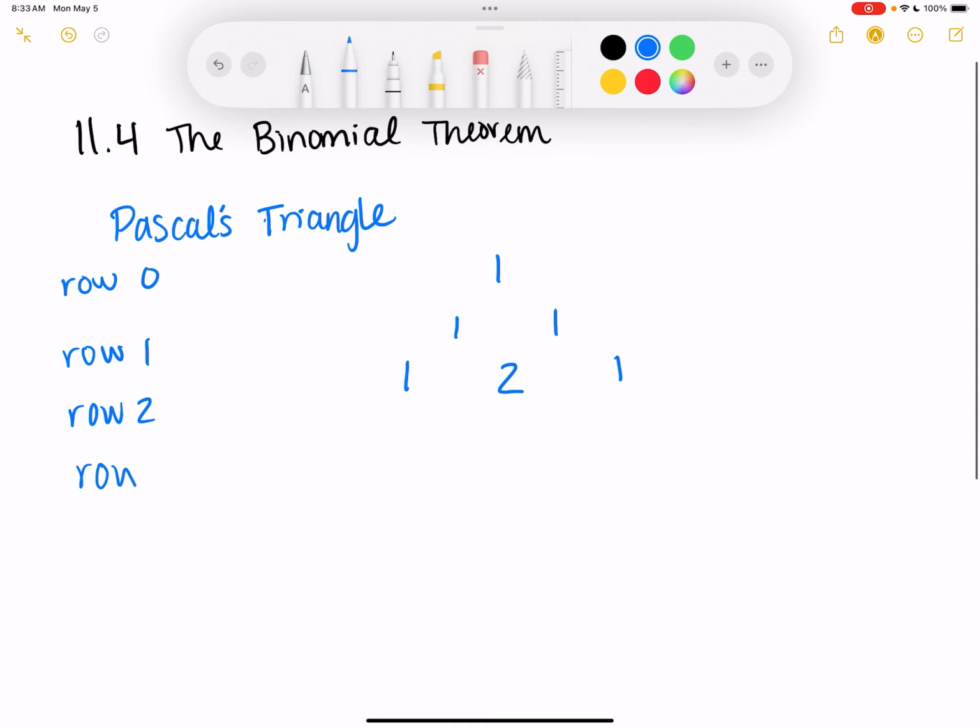And row 3 is 1. So the outer edges are always going to be 1s. Then 1 plus 2 is 3. So there's 3 there. 2 plus 1 is 3. And then the outer is 1. Row 4 is 1. 1 plus 3 is 4. 3 plus 3 is 6. 3 plus 1 is 4. And we end with a 1.